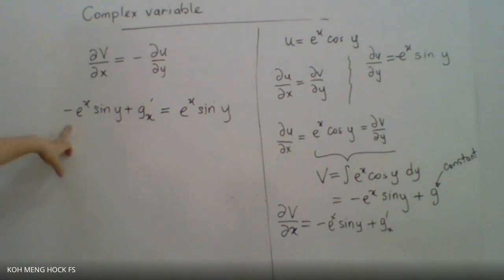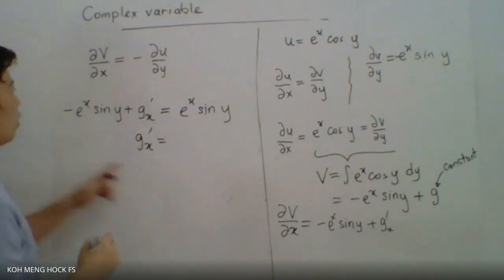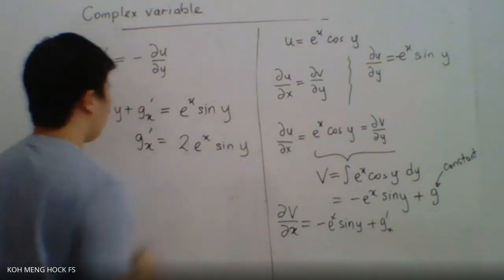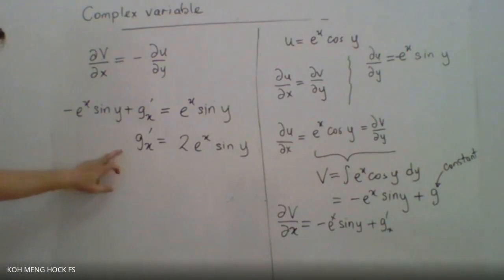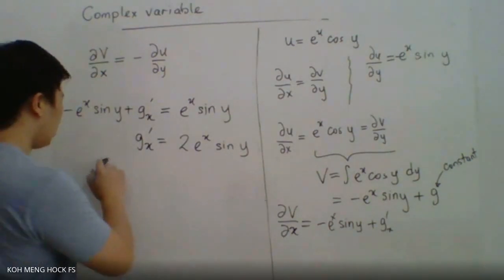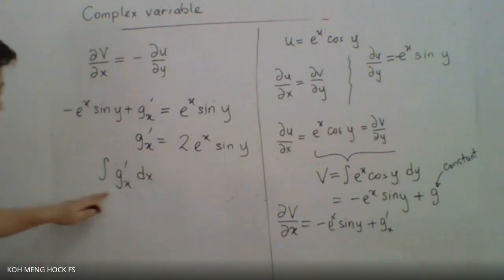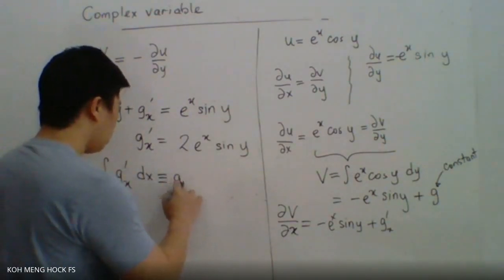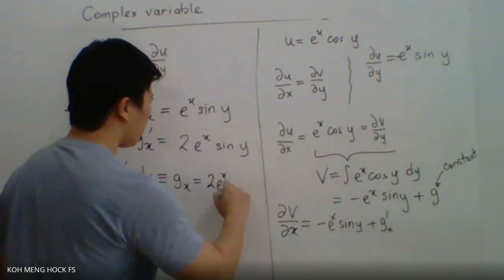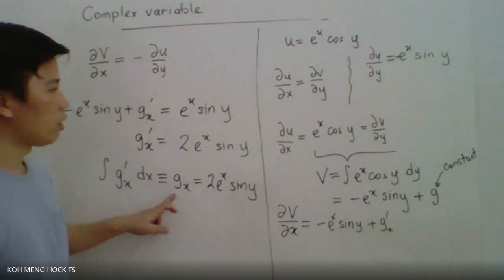Okay, so now I have g'(x) equals, I can bring this over, so I have 2e^x sin y. So now here, I want to find g(x), this is equal to this. So I will take g'(x) and take an integration with respect to x. So this is going to give me g(x), equal to 2e^x sin y. Okay, so now I know what is my g(x).